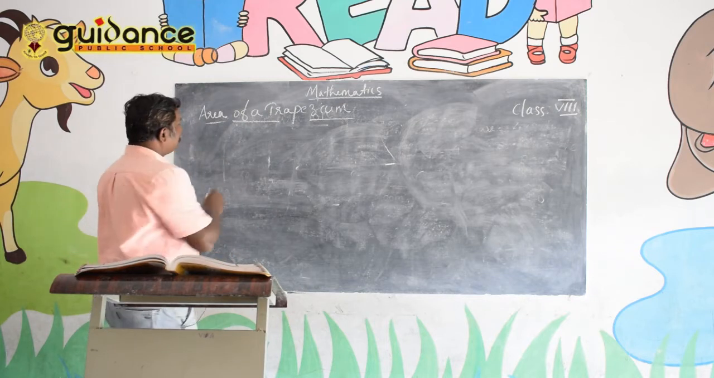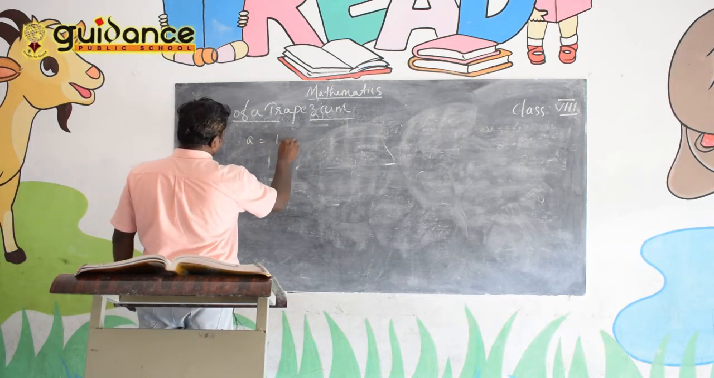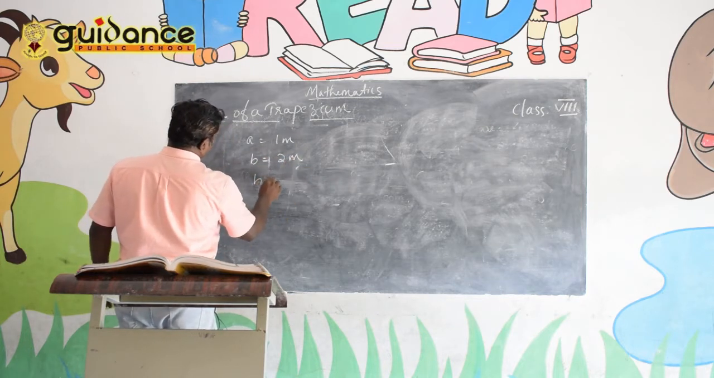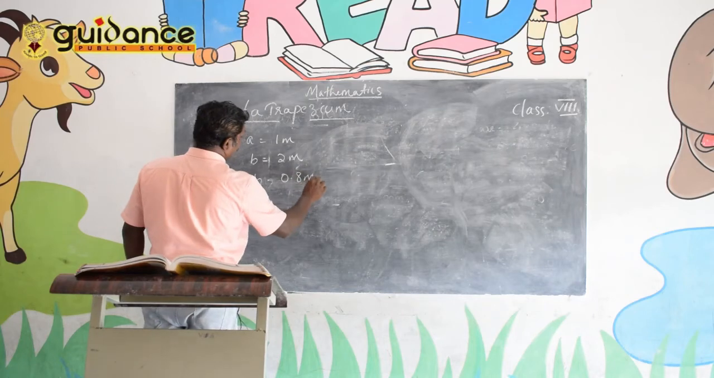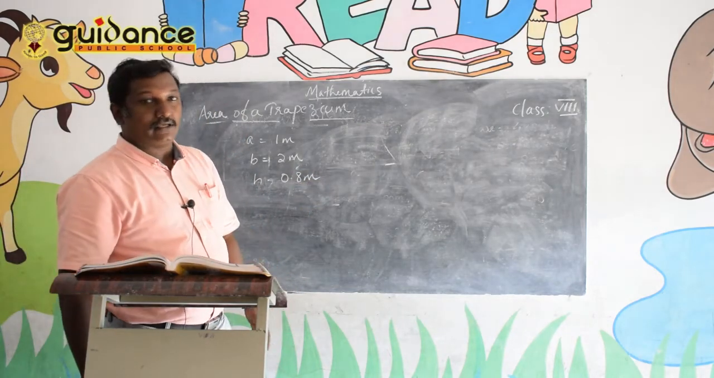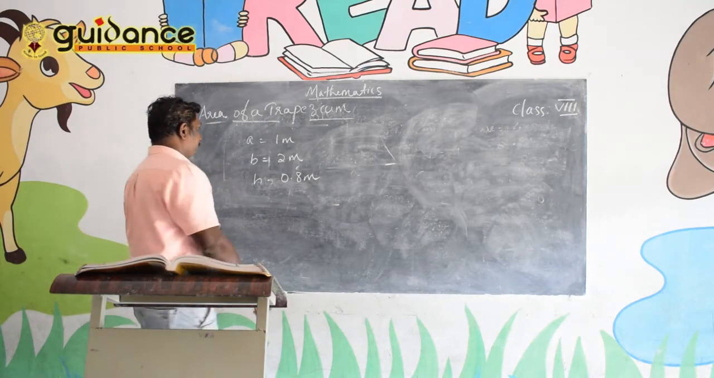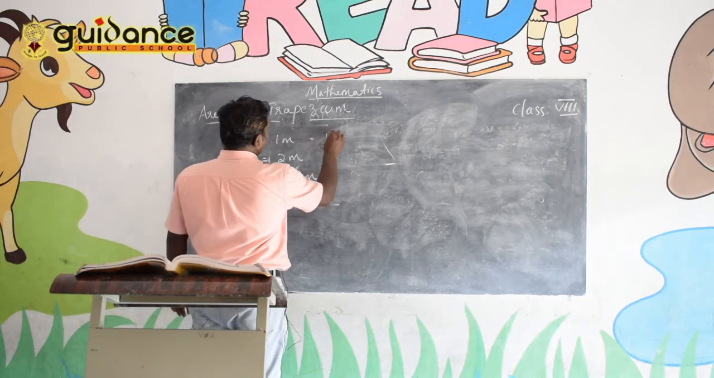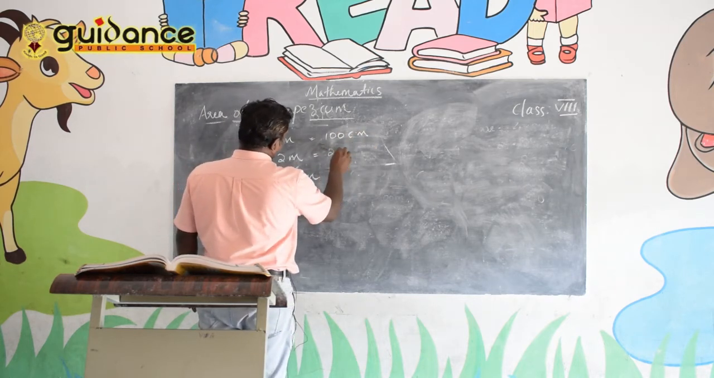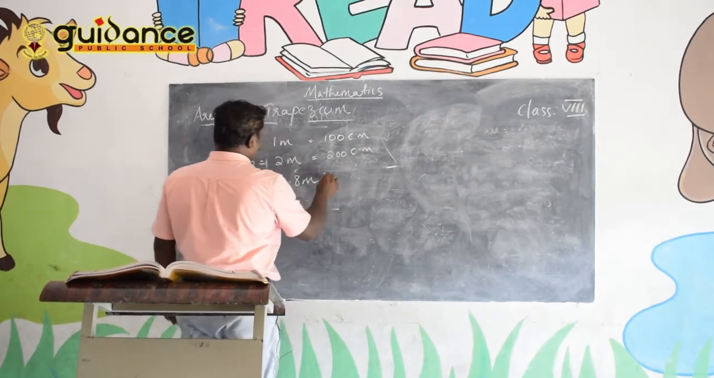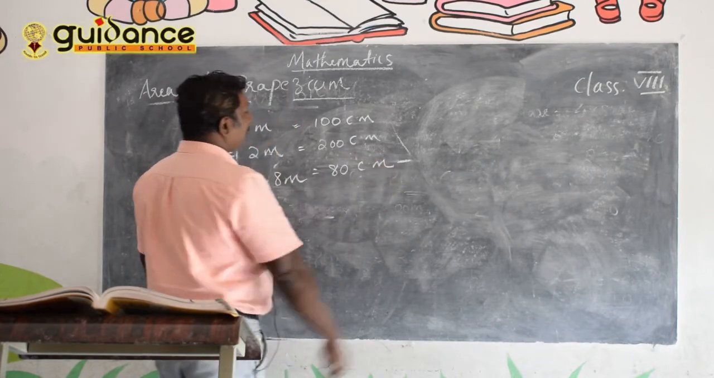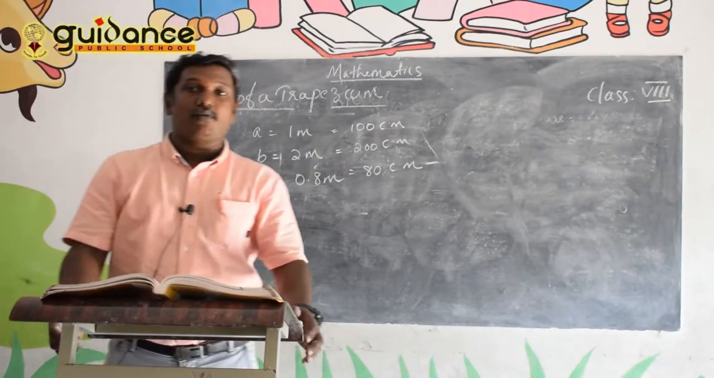Consider the first side. A is equal to 1 meter, B equal to 1.2 meter and H is equal to 0.8 meter. We can convert it into centimeter, then we will get it more easily. 1 meter is equal to 100 centimeter, 1.2 meter is equal to 120 centimeter and 0.8 meter is equal to 80 centimeter. So all are converted into natural numbers, so we avoid the decimals.